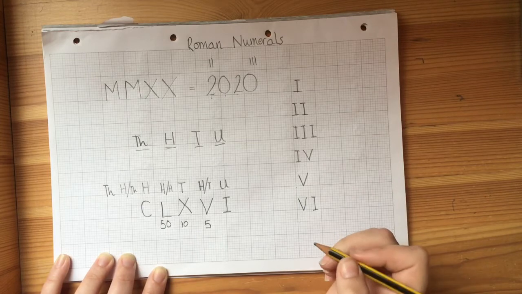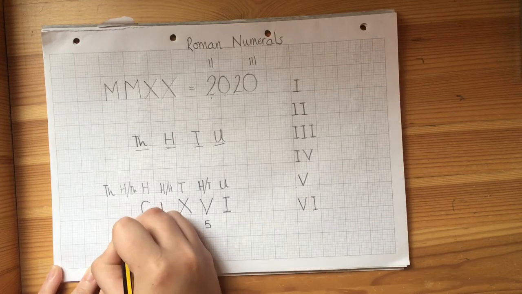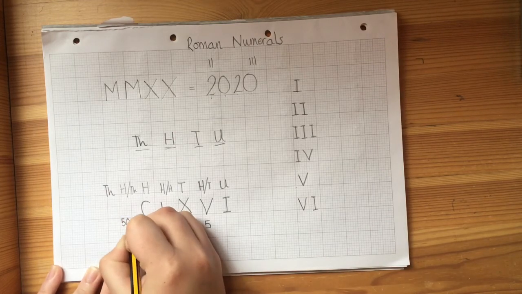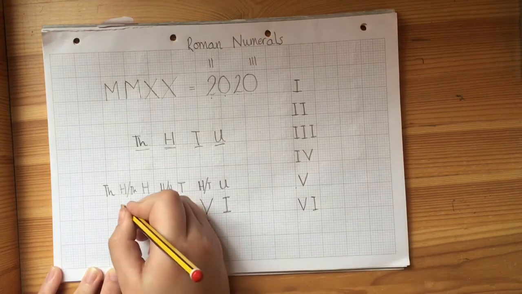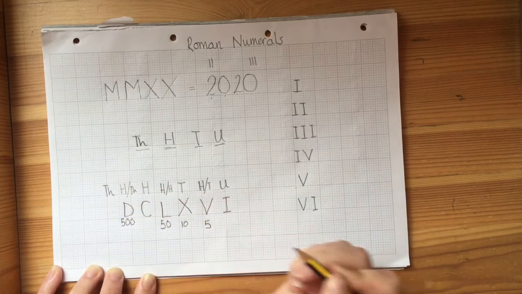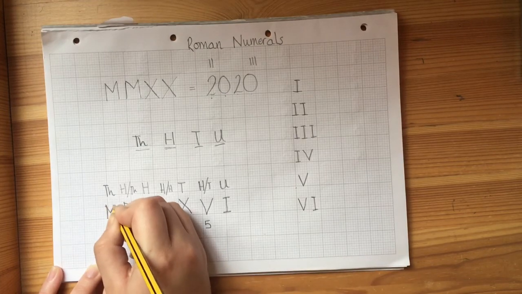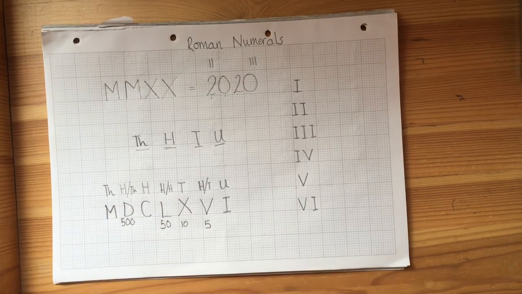Their half of 1,000, wonder if anyone knows what half of 1,000 is. If you said 500, fantastic. Their half of 1,000 is D. And finally, their 1,000 is M.